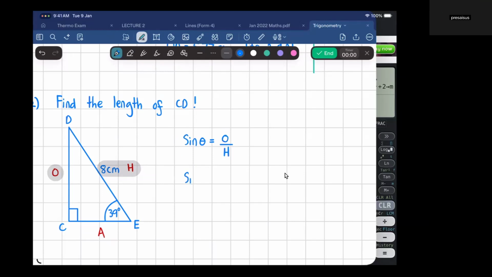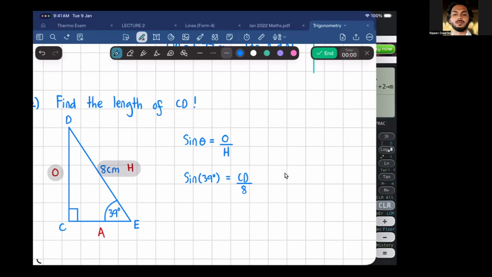Sine, open bracket, 39 degrees, close bracket, equals O over H. And what's O? Come on, what's O? CD, right? CD over H. What is H? 8. Right.